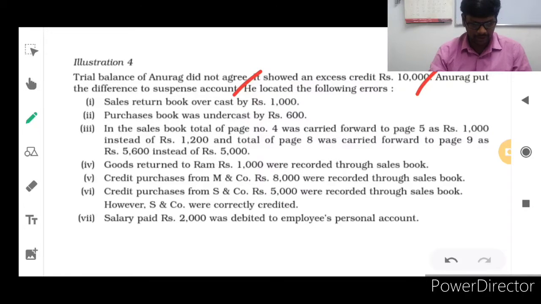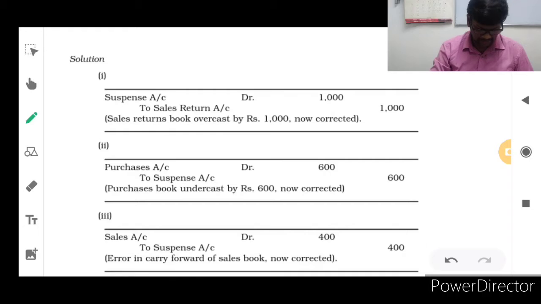Sales return book overcast by 1,000 rupees. Sales return book, that you know, is a special ledger, a subsidiary book. You know the meaning of sales return? Sales return means our sold product comes back, which means a damaged product is returned by the purchasers to us, isn't it? That was overcast by 1,000 rupees. Now we are going to correct the overcast by crediting sales return account, so suspense account is debited and sales return account is credited.